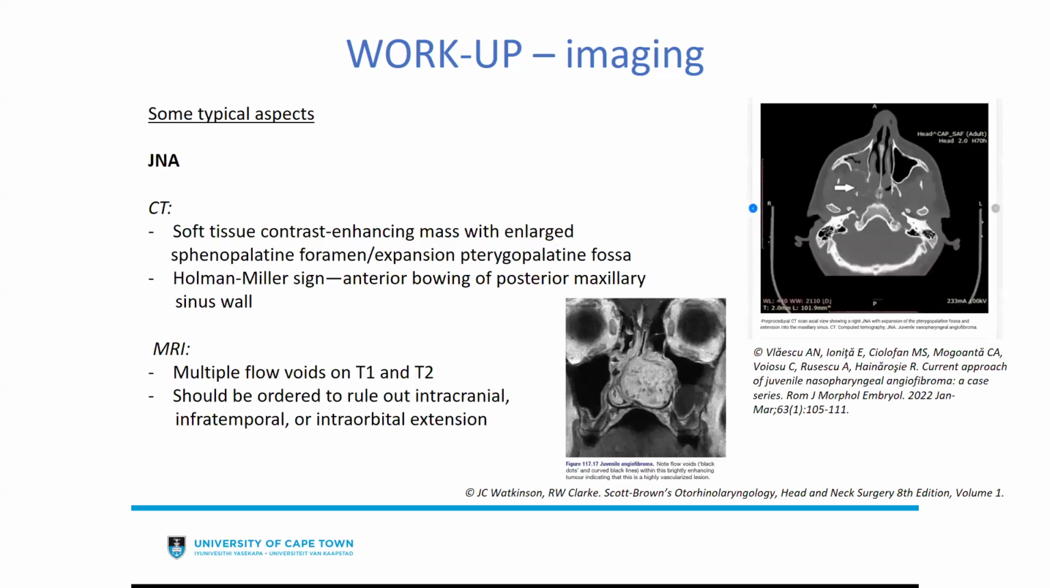Another one is a JNA. So on a CT, you see a contrast-enhancing mass with an enlarged sphenopalatine foramen and an enlarged pterygopalatine fossa. So as you can see here, this lesion actually pushes the posterior wall of the maxillary sinus forward, as you can also see on this one. That's a Holman-Miller sign. It's very characteristic for a JNA. On MRI, you can see multiple flow voids, on T1 as well as on T2. You should order this just to rule out any extension beyond the sinonasal compartment.